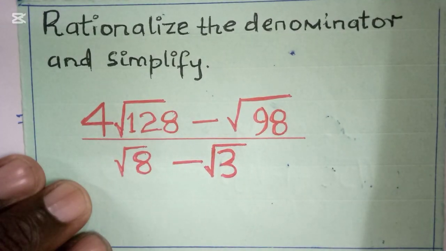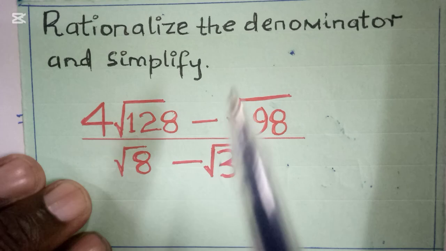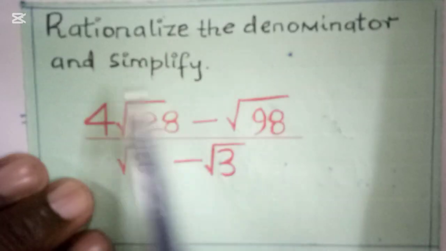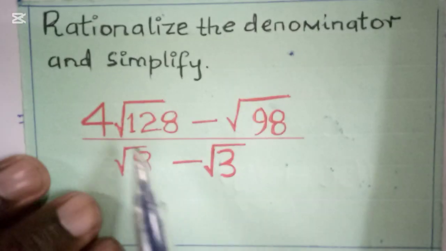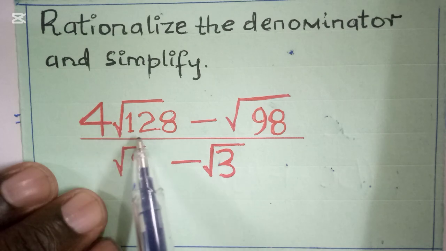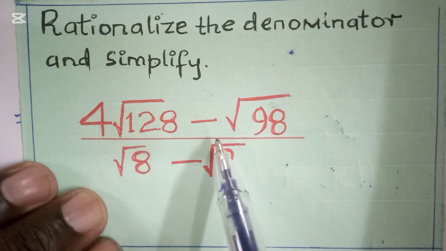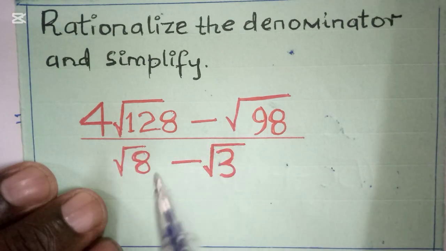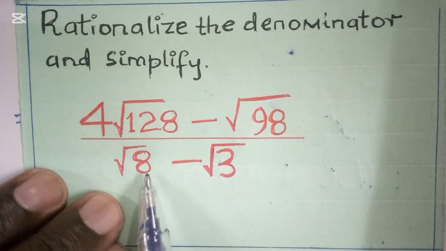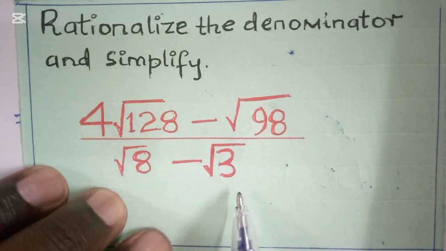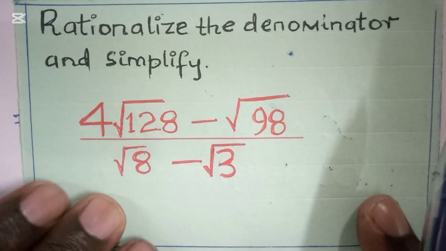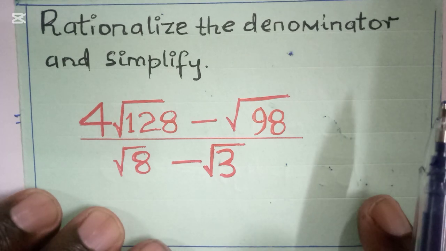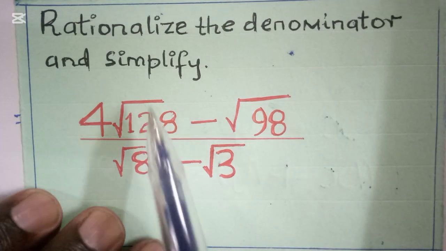Even as we attempt this question, I read the question: rationalize the denominator and simplify. Guys, we have this 4 square root of 128 minus square root of 98 all over square root of 8 minus square root of 3. So for this, what we are going to do is what the question has asked.